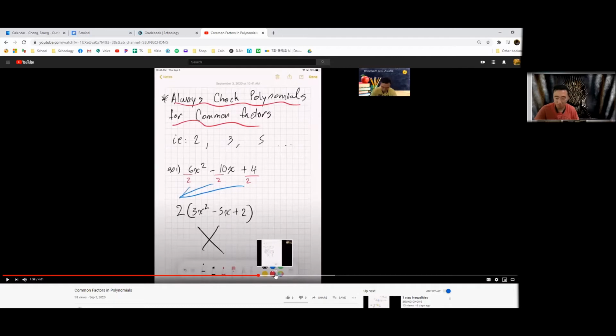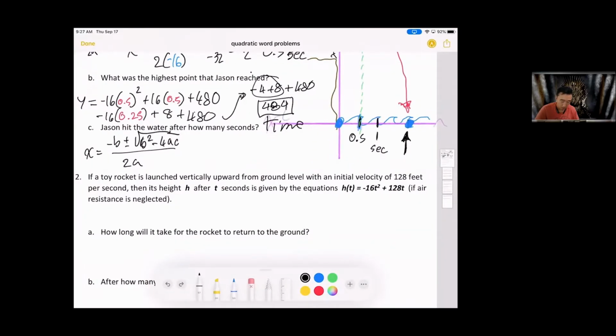So the same thing applies here to this problem that we're doing. If you notice in the problem, it's divisible by 16. Yeah, it's divisible by 16, matter of fact. 16 goes into all of them. So it makes the whole thing a lot easier, right?